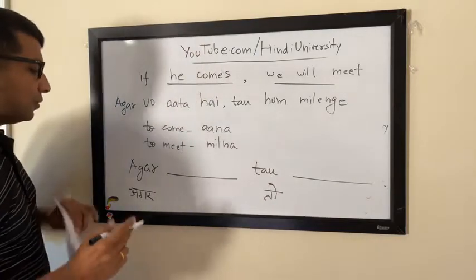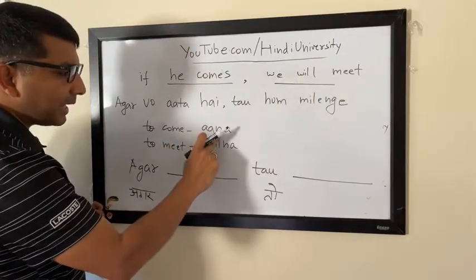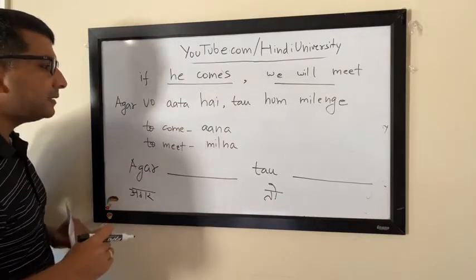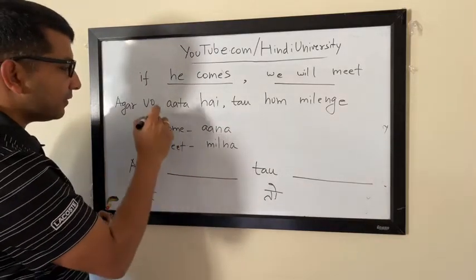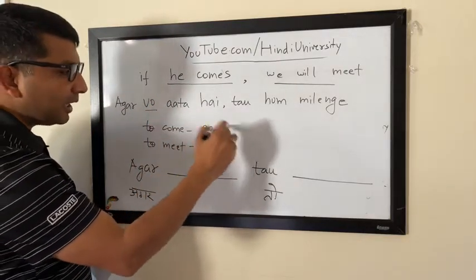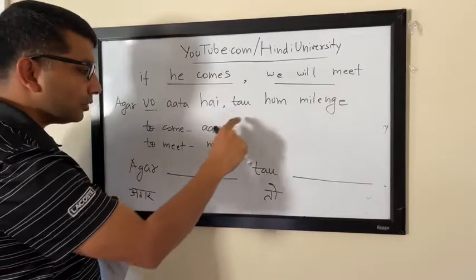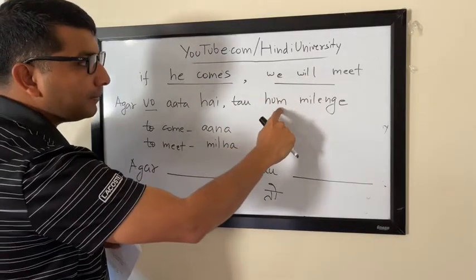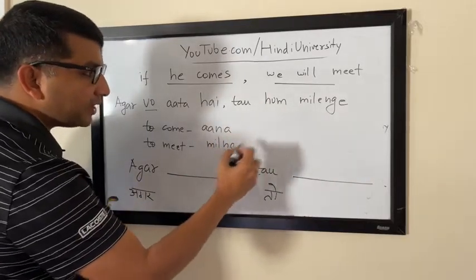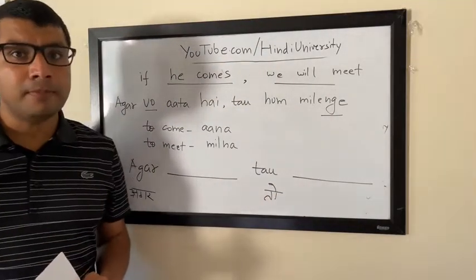Okay, awesome. So what she said is, there are two words here: to come and to meet. To come is ana, and to meet is milna. In present indefinite, for vah, or informally wo as well, agar wo, you remove the na and put ta here. So agar wo aata hai, to, and in future indefinite you say hum, because we is hum, and milna, you remove the na and you put enge here. Agar wo aata hai, तो हम मिलेंगे.